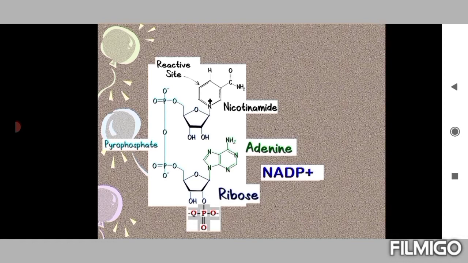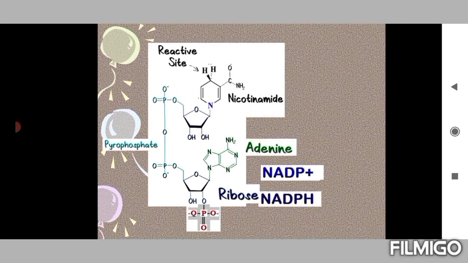Now, during oxidation of substrate, the nicotinamide ring of NADP plus accepts a hydrogen ion and 2 electrons, which are equivalent to a hydride ion, and now NADP plus is reduced to NADPH. So this is what happened, and the valency of nitrogen, 3, is reinstated, as well as the electrons are accepted here, as I said.